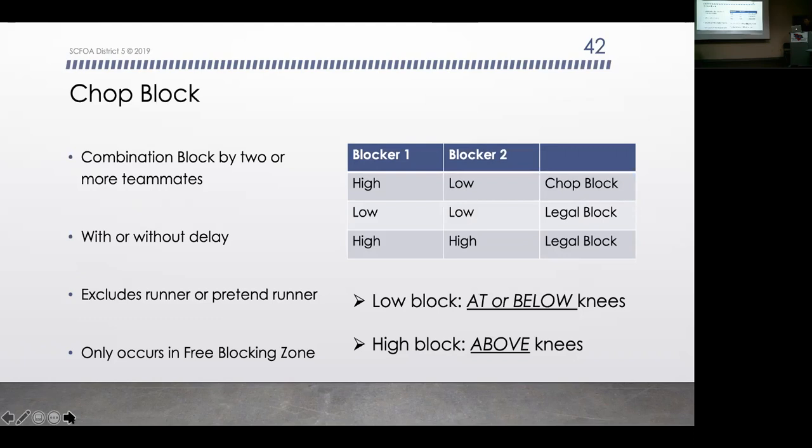So blocker 1, high. Blocker 2, low. And by low, we're at or below the knees. So we've kind of dropped down a little bit. It's not the waist, it's at or below the knees.